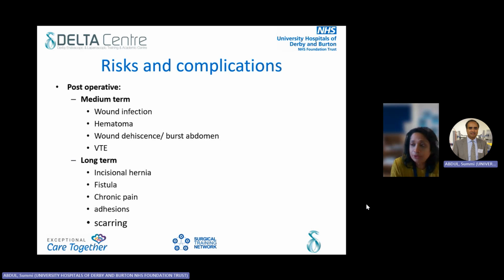In the medium term, post-operatively, you need to think very carefully about infections and hematoma. Wound dehiscence is also an important issue because they all go together. Wound infection increases the risk of wound hematoma, wound dehiscence, and VTE risk, as I've alluded to before. In the longer term, you need to think about how surgery can complicate healing because it can cause hernias, fistulas, chronic pain. Certainly, repeat operations can give rise to chronic pain from adhesions and generalized scarring.